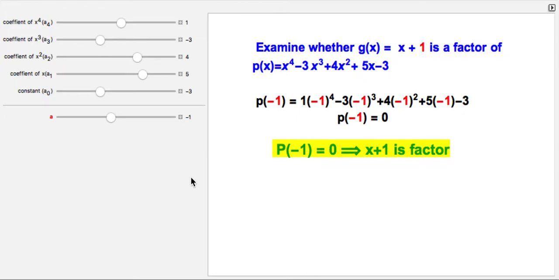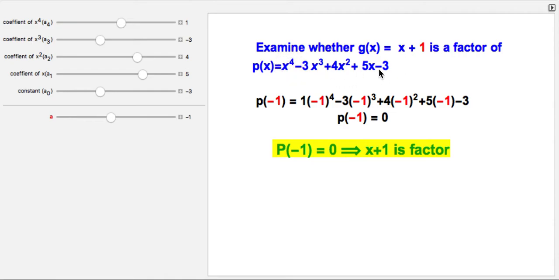We're going to talk about how to apply the factor theorem to examine a factor and whether or not it's a factor of a polynomial. So we have a polynomial here, p of x equals x to the fourth minus 3x cubed plus 4x squared plus 5x minus 3. It's a big polynomial. It's a quartic. It goes up to the fourth power.